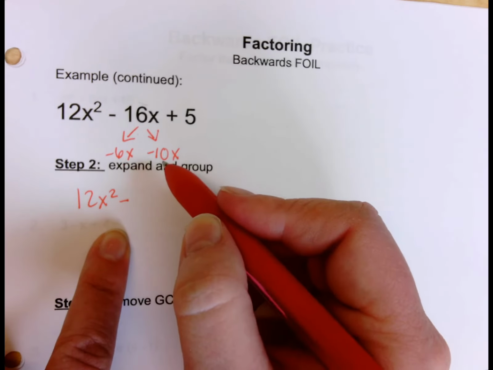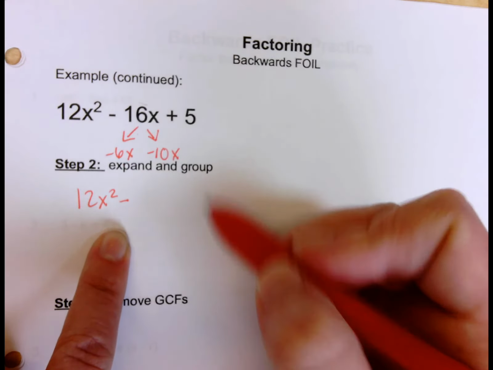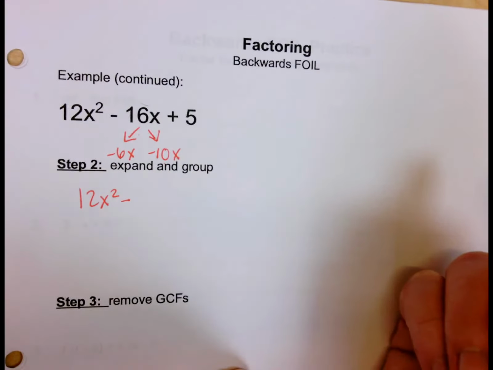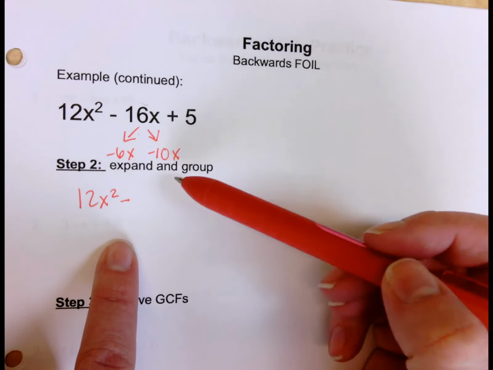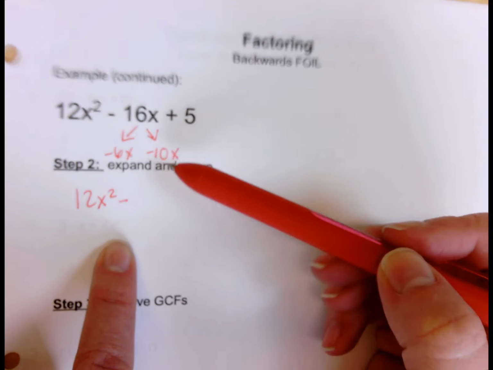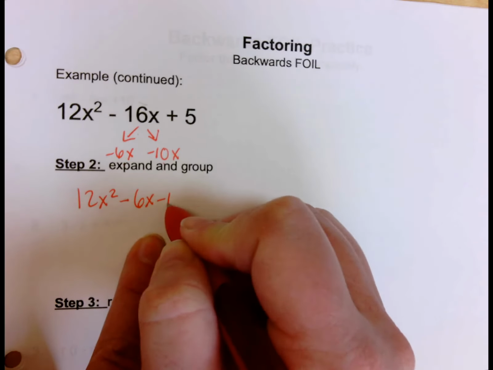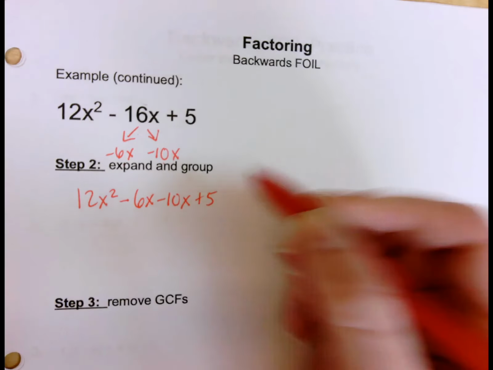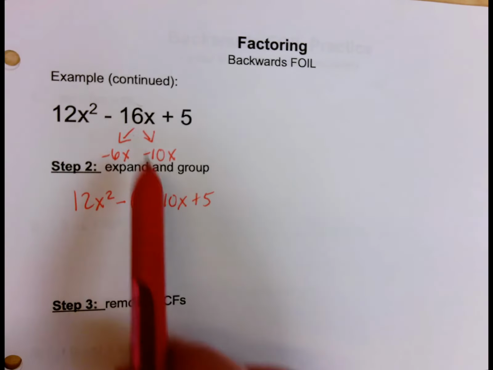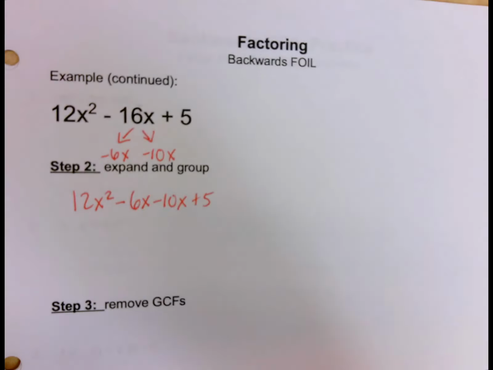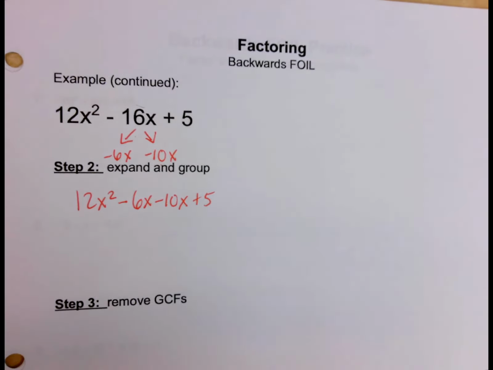Remember that when we're doing our FOIL method, we always combine those middle terms. Well, now we're doing the reverse of that, so we're going to have to expand it back out. So we're going to do negative 6x and negative 10x plus 5. If I combine those like terms, I get what I started with. So I haven't changed anything. All I've done is expanded it into two forms, okay?